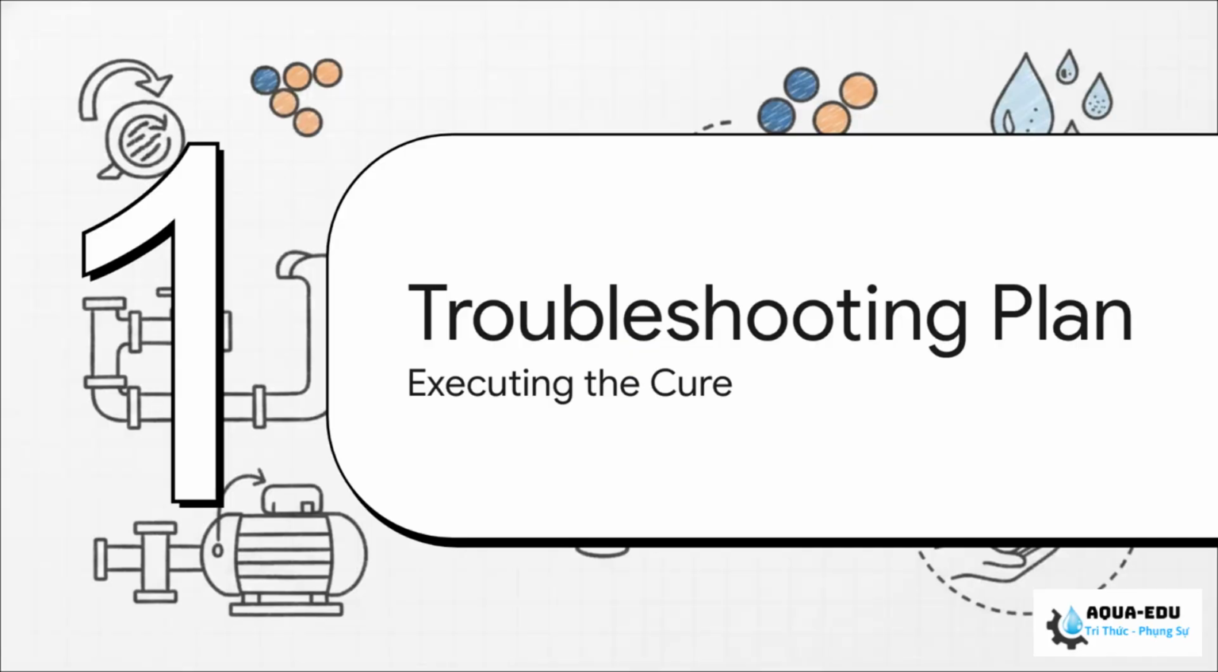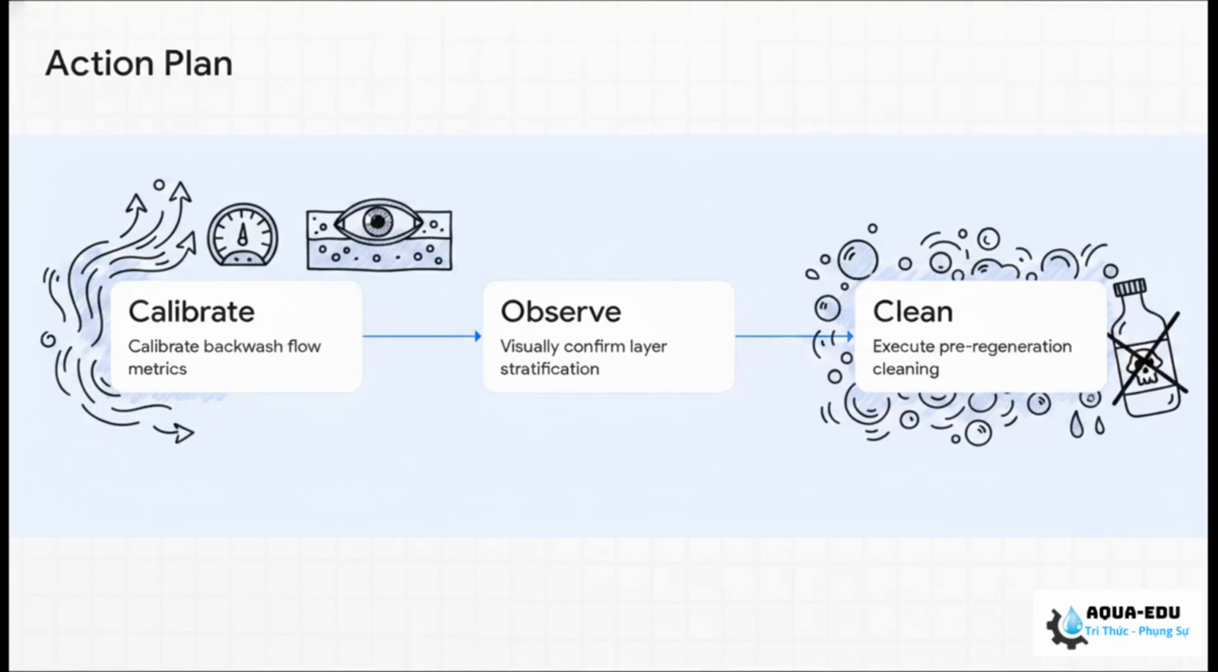Now for Section 5, Detailed Troubleshooting Action Plan, Executing the Cure. You need a strict sequential approach to ensure the resin is physically prepped for chemicals without cross-contaminating. Step 1 is locking in your flow metrics. Step 2 is visually confirming that separation. And Step 3 is executing any pre-regeneration cleaning you might need, like an air scour or an extended backwash, before you even think about injecting your acid or caustic.